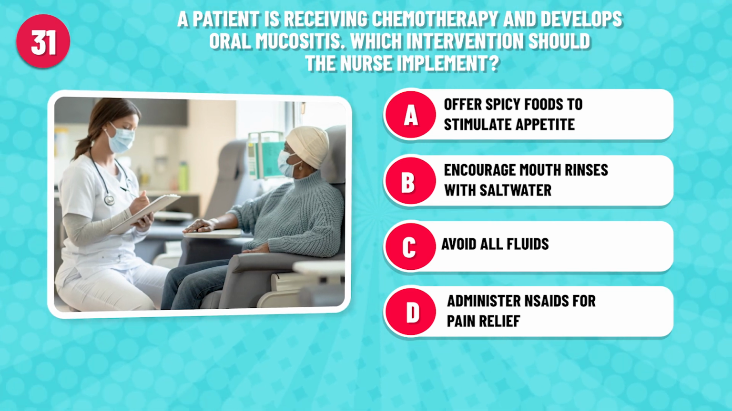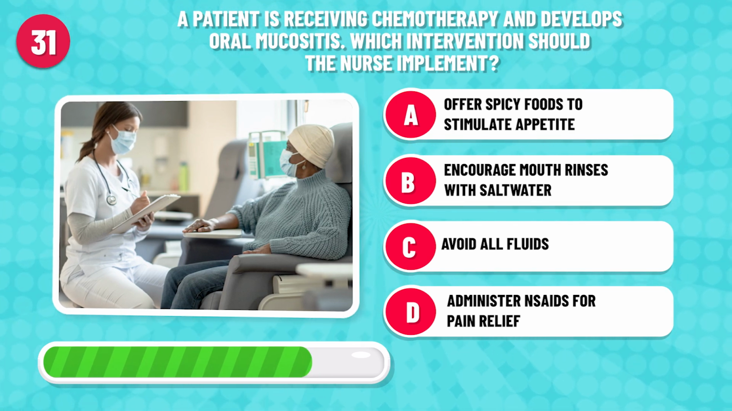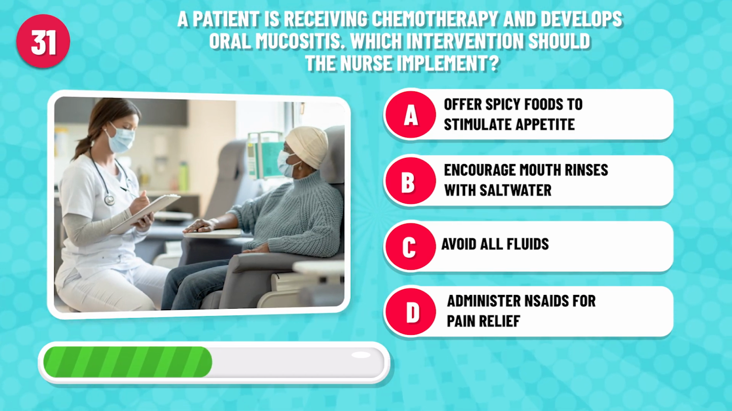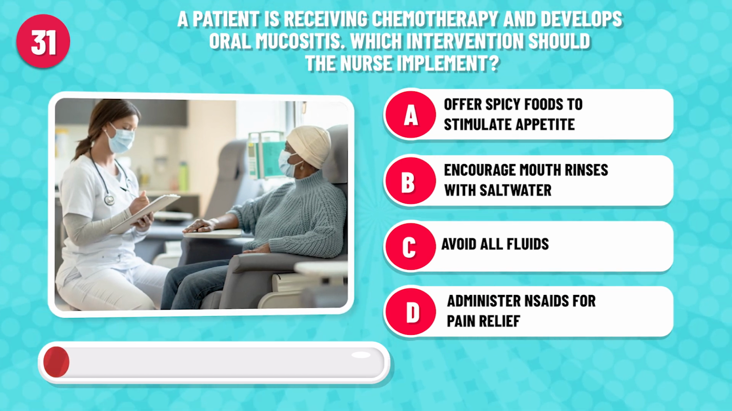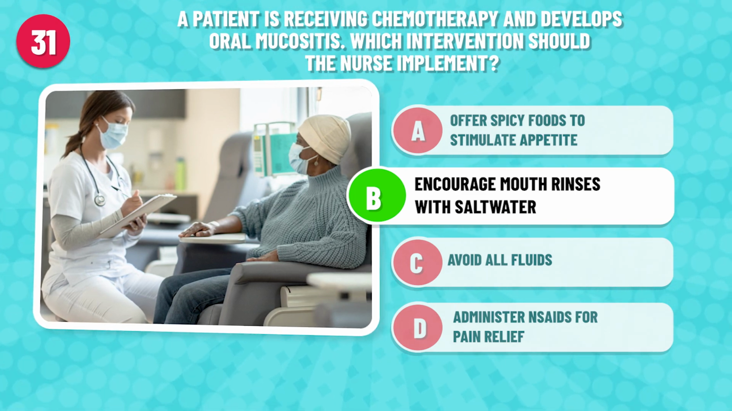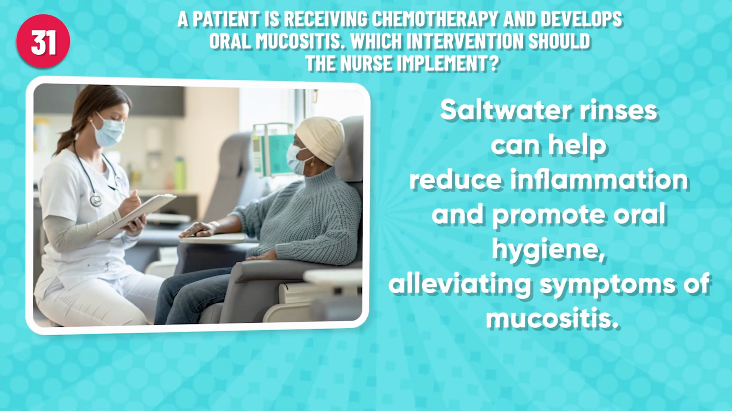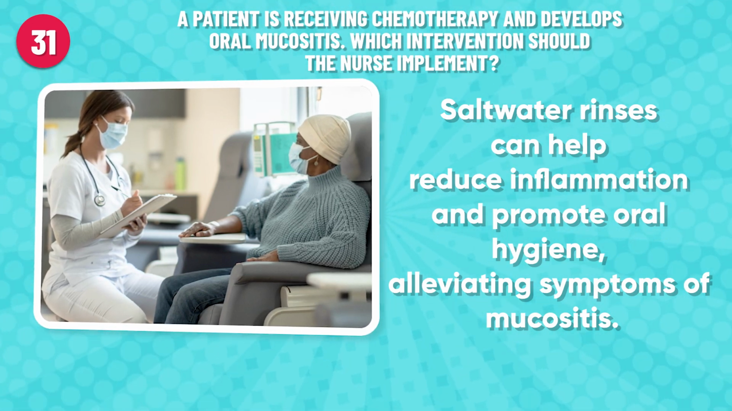A patient is receiving chemotherapy and develops oral mucositis. Which intervention should the nurse implement? It's B. Encourage mouth rinses with salt water. Saltwater rinses can help reduce inflammation and promote oral hygiene, alleviating symptoms of mucositis.